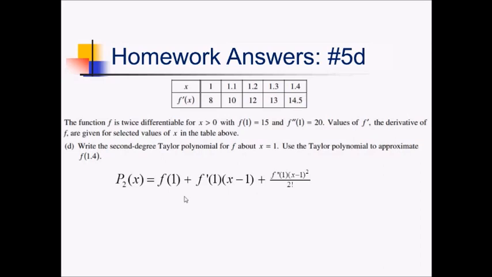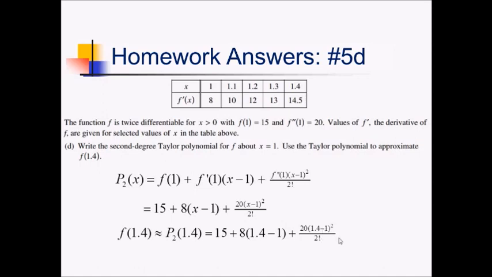Let me actually fill in some values now. F of 1 we said was 15. F prime of 1 we can get in the table, that's 8. So we have 8 times x minus 1. F double prime of 1, they gave us that value flat out here. That's 20. So we have 20 times x minus 1 squared over 2. And all I have to do now is just plug in 1.4. So I can say f of 1.4 is approximately equal to p sub 2 of 1.4, which is all this stuff with 1.4 plugged into it.